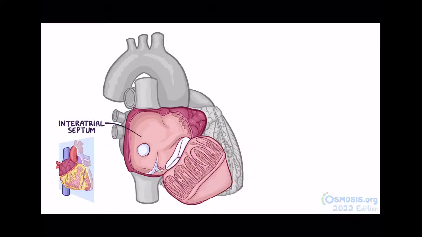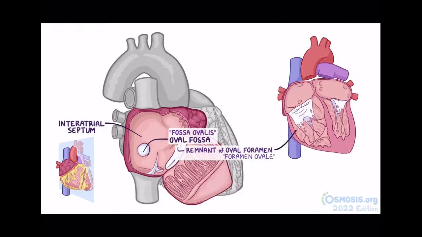Now the right and left atrium are separated by the interatrial septum, which has a depression called the oval fossa, or fossa ovalis, which is a remnant of the oval foramen, or foramen ovale, that connected the atria during embryological development. In fetal life, oxygen-rich and nutrient-rich blood travels directly into the left atrium from the right atrium via the foramen ovale to bypass the pulmonary circulation.